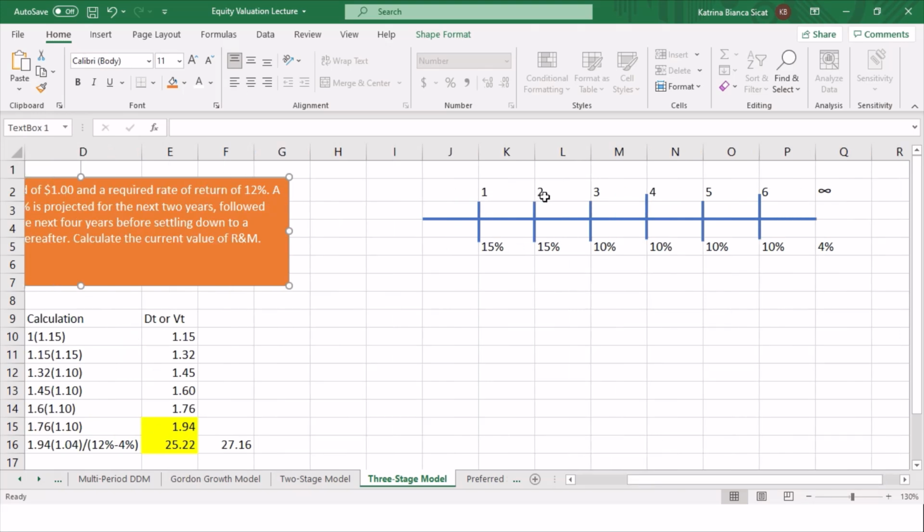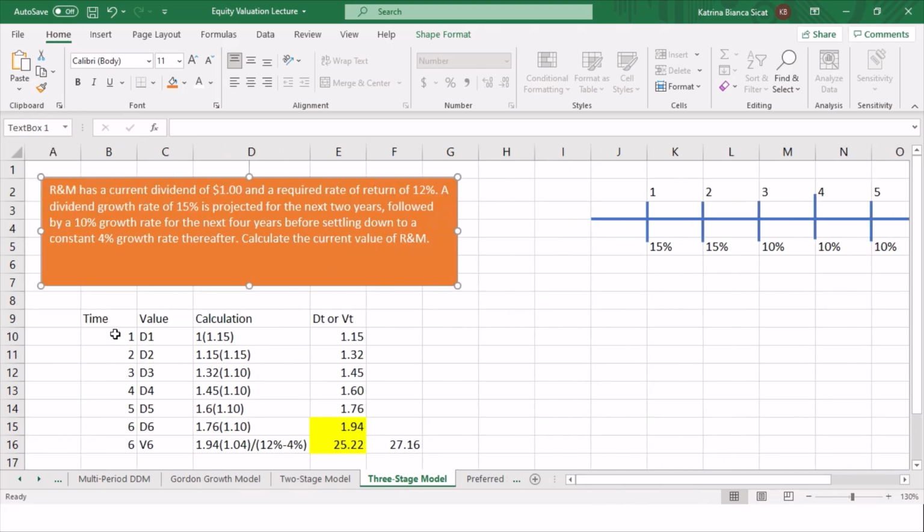So on the first 2 years, the dividend growth rate would be 15%. And then on the next coming 4 years, which is 3, 4, 5, 6, it's gonna be 10%. After that, infinitely, it's gonna be 4%. So mag-change tayo ng growth rate 3 times. That's why it's called the 3-stage dividend discount model. So pagka ginawa natin siya, using the concept of yung multi-period DDM natin, it's gonna look like this.